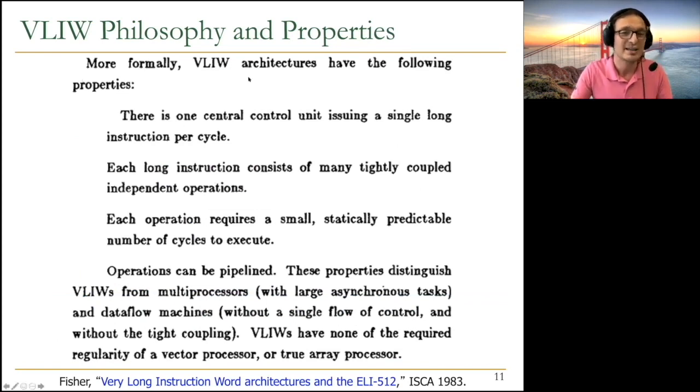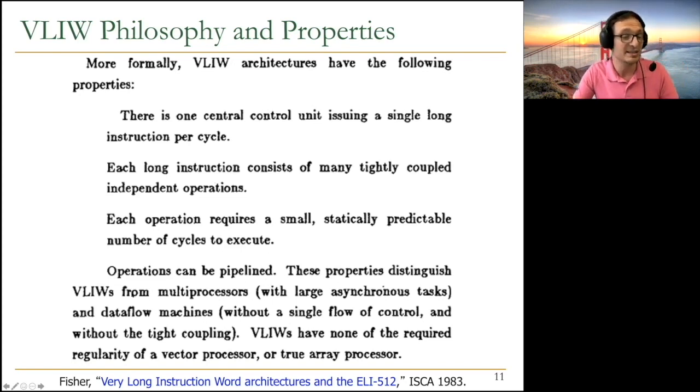Very quickly, this defines VLIW architectures. There's one central control unit issuing a single long instruction per cycle. Each long instruction consists of many tightly coupled independent operations. This is fine-grained operations that are independent of each other. Each operation requires a small, statically predictable number of cycles to execute. That's important. Statically predictable, so that the compiler can do the scheduling nicely. And operations can be pipelined, as you can see.